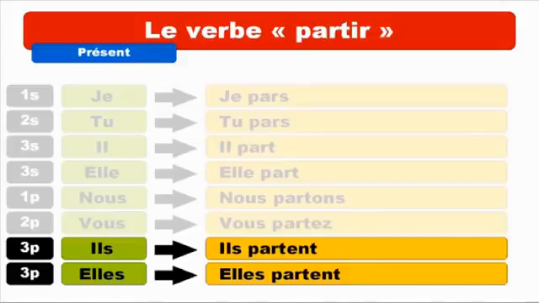As usual, we've got ils and elles, so let's start with ils. Ils partent. Keep in mind that it's a bit tricky and a bit strange, but the final E-N-T is not pronounced. It only gives you the possibility to pronounce the T just before, so you get the sound part. So ils partent, and then same form for elles, elles partent.